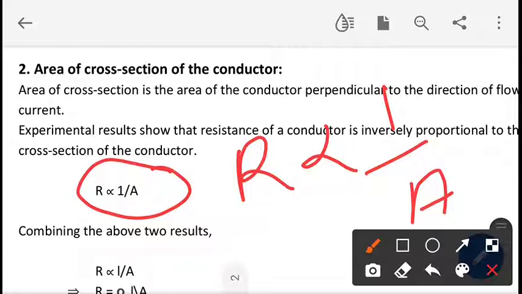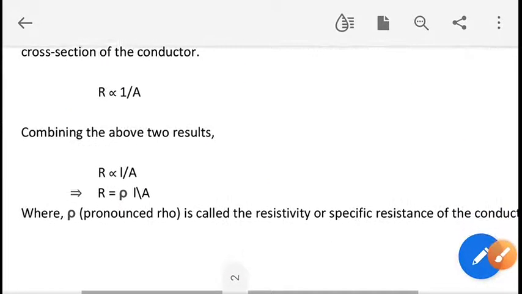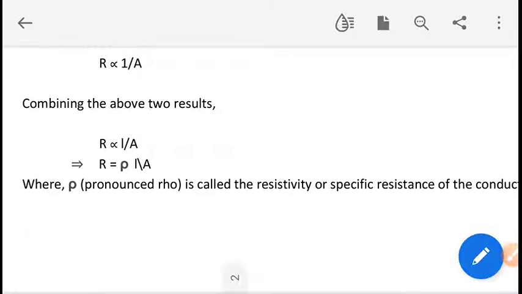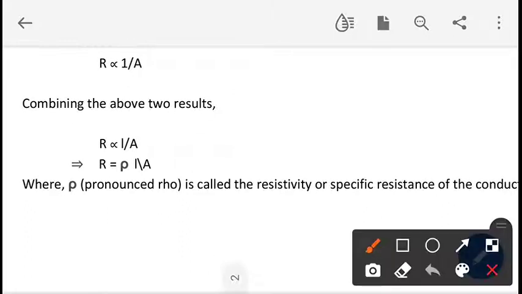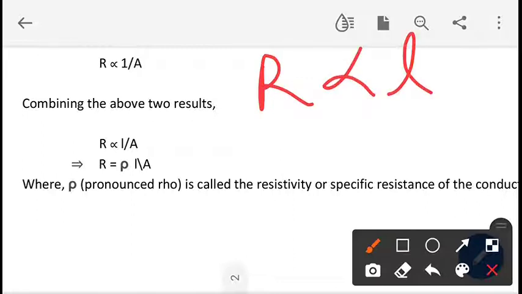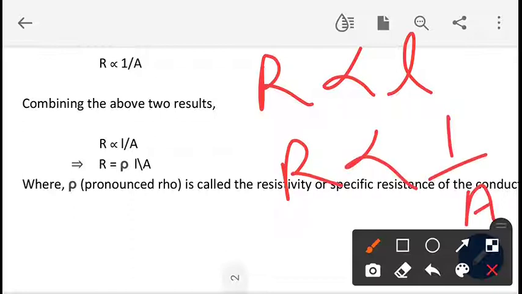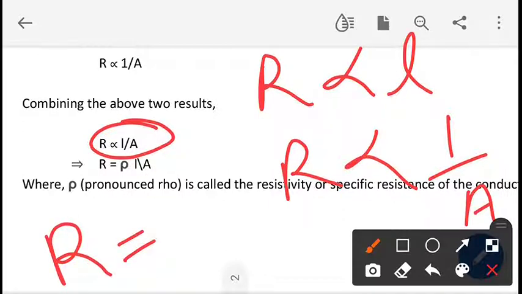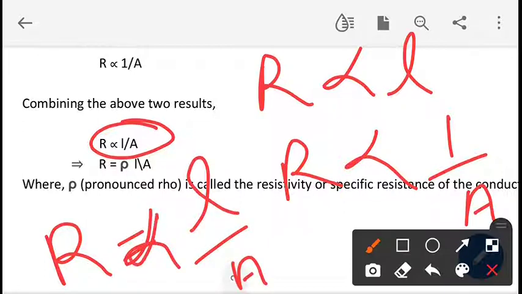So we can say that we have got two relations. And what are the two relations? The resistance is directly proportional to length, and resistance is inversely proportional to cross section area. If we combine these two relations, what will we get? We will get R proportional to L by A. This is not an equal sign, this is a proportionality sign.